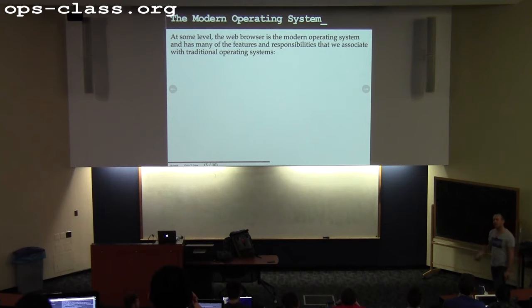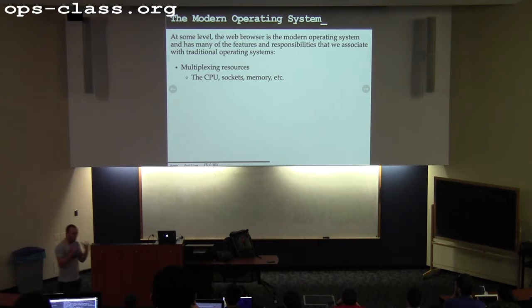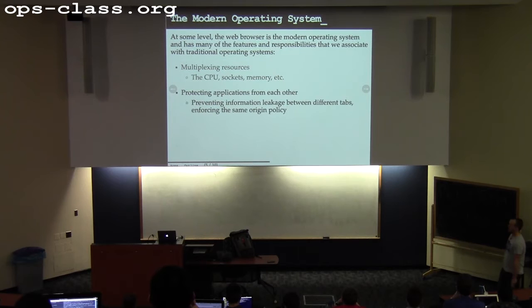So multiplexing resources, right? Why does the browser have to do this? Why does the browser have to multiplex resources? When the browser is multiplexing resources, what is it multiplexing them between? Yeah. Tabs or windows, right? In the OS, you talk about apps that are competing for resources. In the browser, you have different tabs running different websites that are also competing for resources, right? So this is sort of the equivalent there.